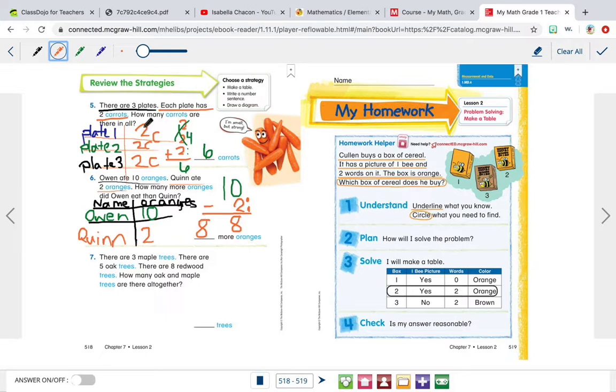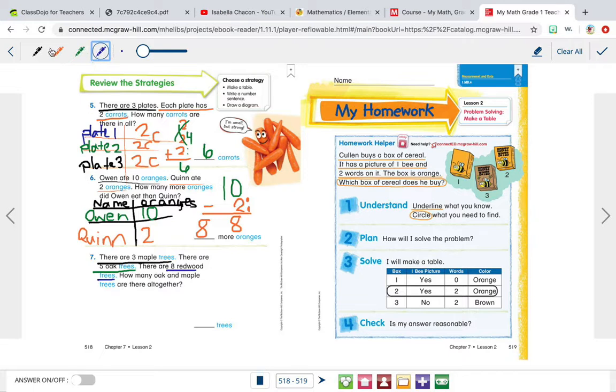All right, next table. There are 3 maple trees. There are 5 oak trees. So we have 3 maple, 5 oak. And there are 8 redwood trees. So maple, oak, and redwood are 3 different kinds of trees. So there's 3 maple, 5 oak, and 8 redwood. How many oak and maple trees are there all together?